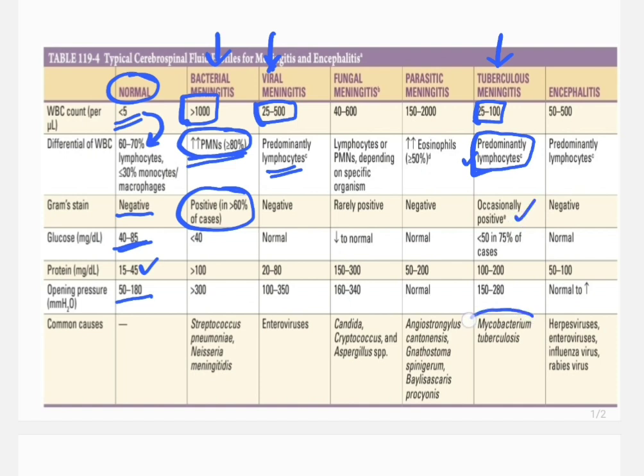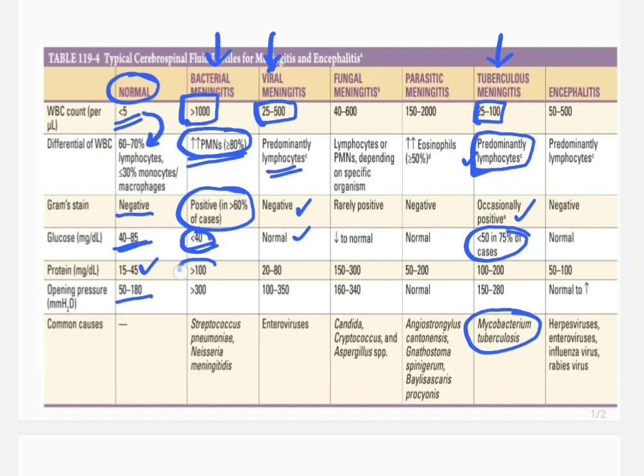Here the common organism is Mycobacterium tuberculosis, but acid-fast bacilli may not be present in all cases, and the sensitivity is not that high compared to other tubercular sites. Regarding glucose, as there is a very high count and very high bacterial load, glucose will be low in bacterial meningitis, but in tubercular meningitis glucose is low but not at a very low level, and gram stain and glucose level are usually normal in viral meningitis.